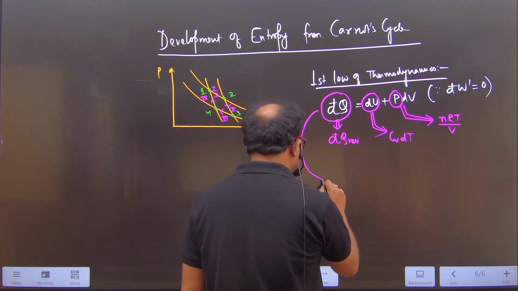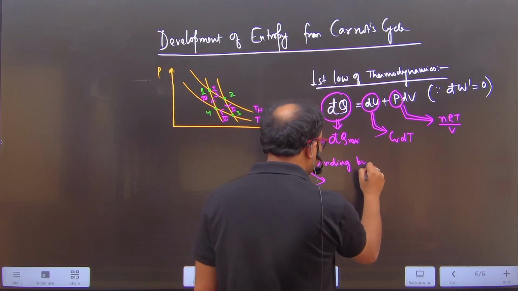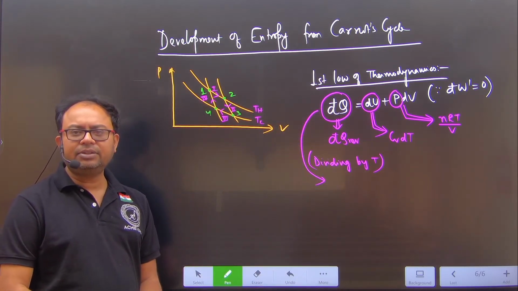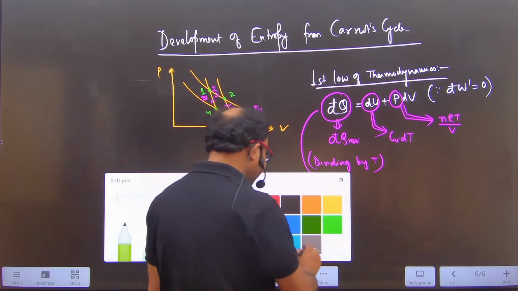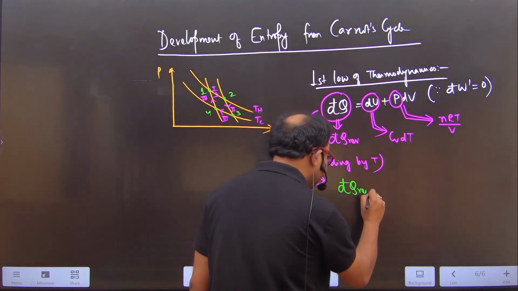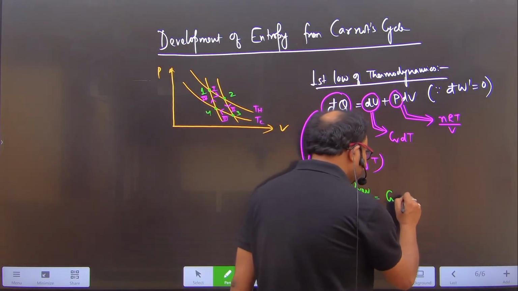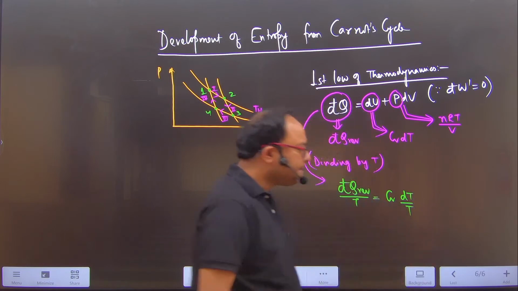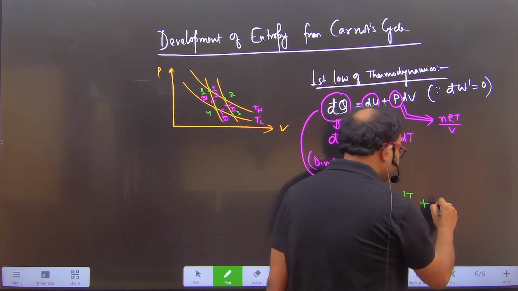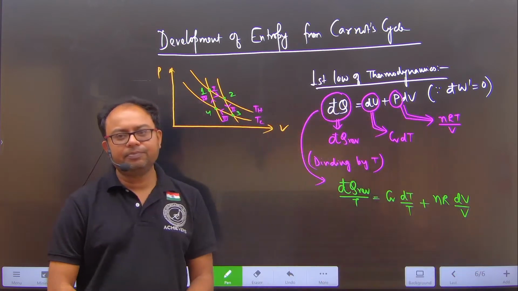Now let us divide each term by T. So we get d cut q reversible divided by T to be equal to Cv dT by T plus nR by V multiplied by dV, nR dV by V. T gets cancelled out.